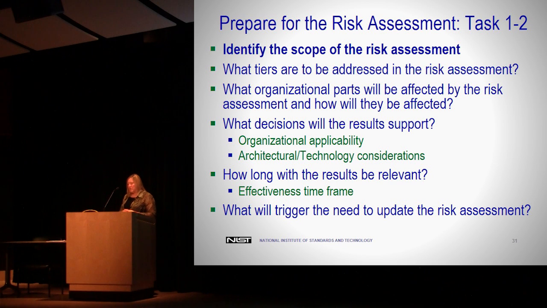What tiers are we going to be addressing? What organizational parts are going to be affected? Who do we need to communicate with that we're even going to be doing this? Who do we need to talk to about it? What stakeholders do we need to talk with and inform?